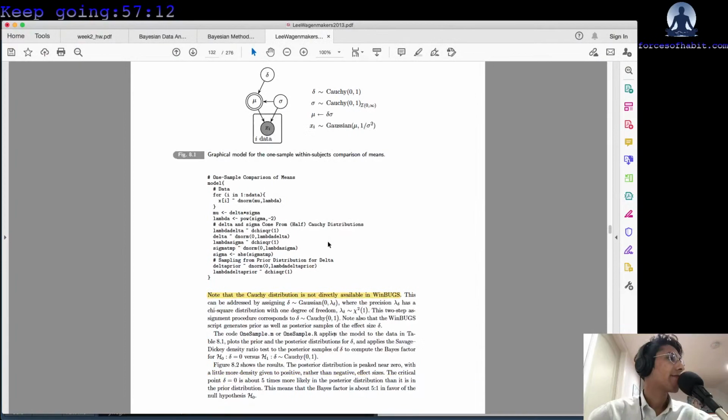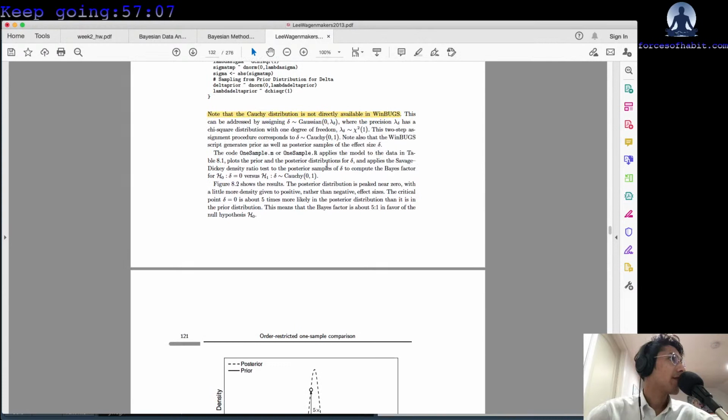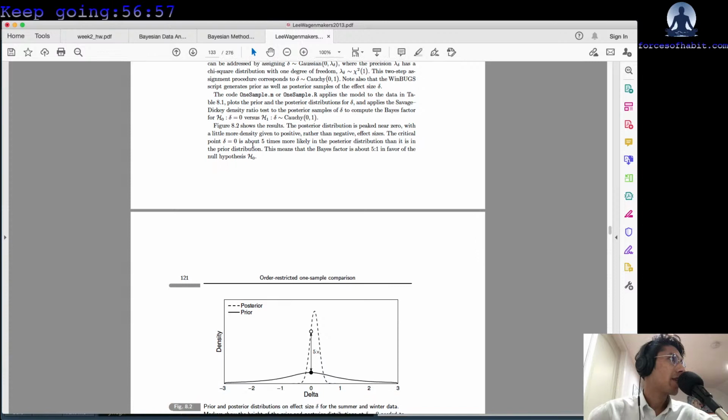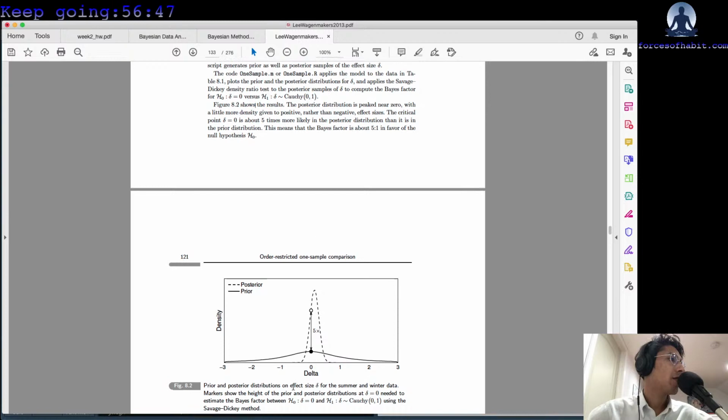So let's see. It plots the power, summary, likelihood ratio test, posterior samples of the difference, and computes the Bayes factor of the null and the prior. The posterior distribution is peaked near zero with a little more density given to positive rather than negative effect sizes. The critical point, difference equals zero, is about 5 times more likely in the posterior distribution than it is in the prior. This means that the Bayes factor is about 5 to 1 in favor of the null hypothesis.